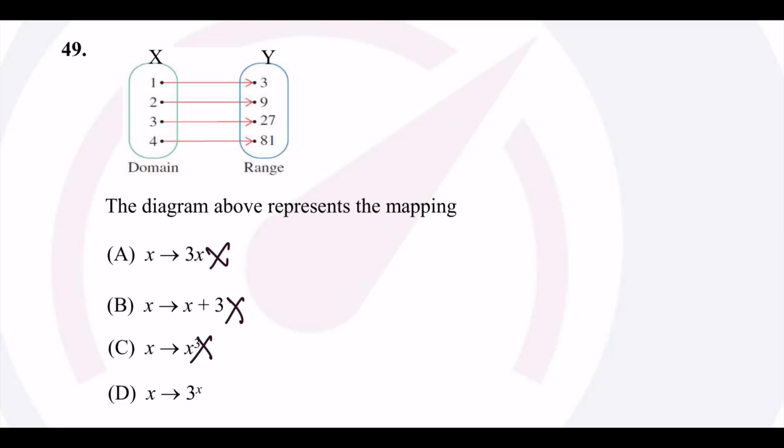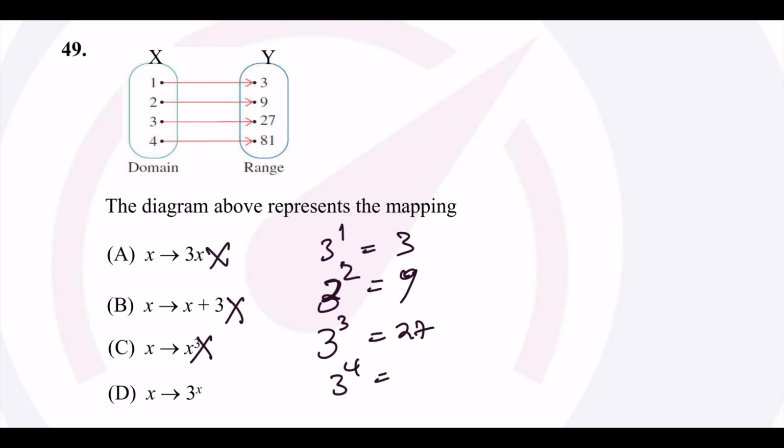3 to the power x, so 3 to the 1 is 3. 3 to the second power is 9. 3 to the third power, that's 9 times 3, 27. And 3 to the fourth power, 27 times 3, gives us 81. So hence our answer would be D.